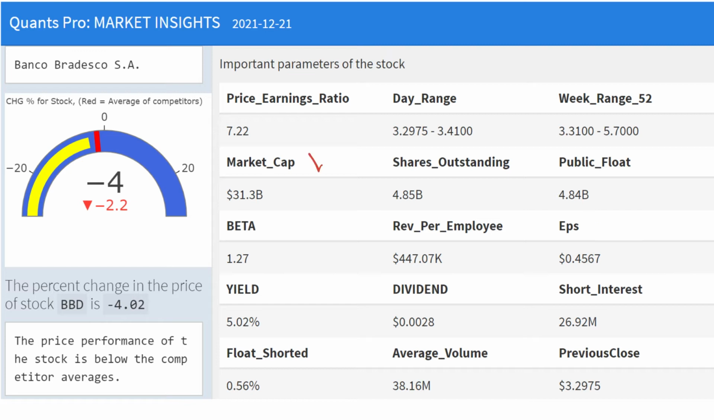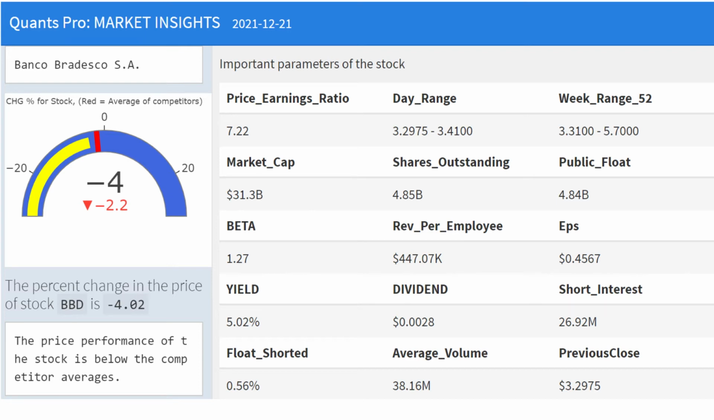The market capitalization value, which expresses the weight of the company's performance in the market, is $31.3 billion. Public float value is also approximately 4.84 B. The stock of the company closed at 3.75 with an average volume of 38.16 M. While the stock oscillated in the range of 3.2975 to 3.4100 during the day, the 52-week movement range was 3.3100 to 5.7000.